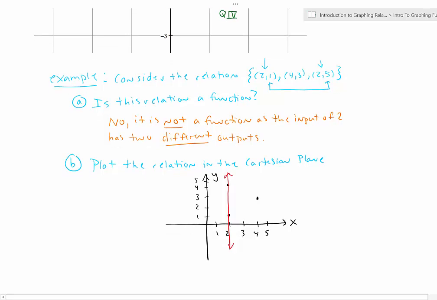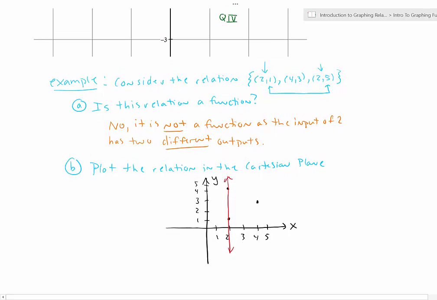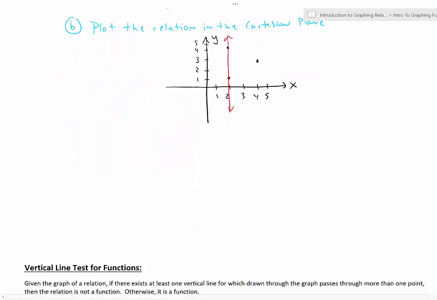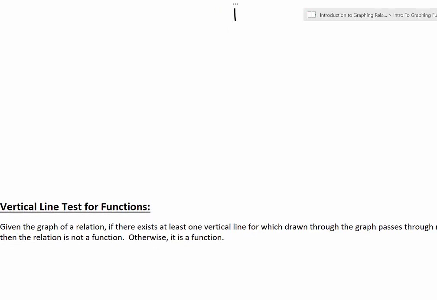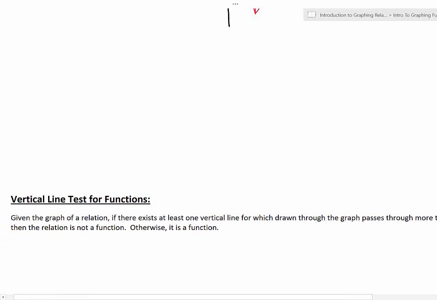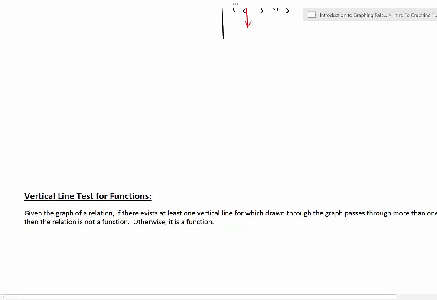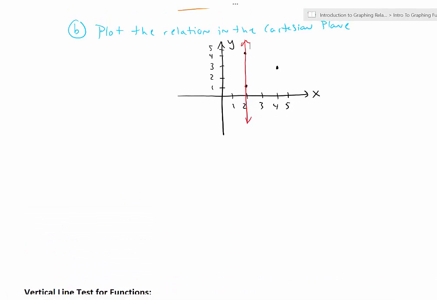This produces a test for determining whether a graph of a relation is a function or not, and that is called the vertical line test. So this is a test for figuring out whether or not the graph of a relation is a function. It says, given the graph of any relation, if there exists at least one, so one or more, vertical lines which, drawn through the graph, pass through more than one point, then the relation is not a function. Just like in our example above.